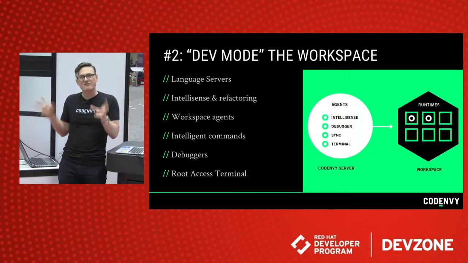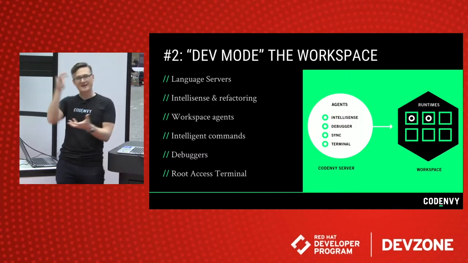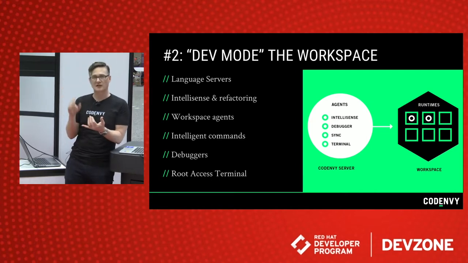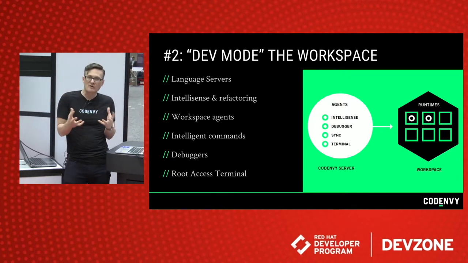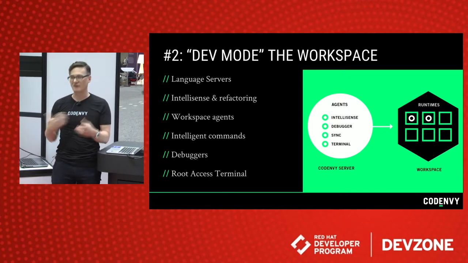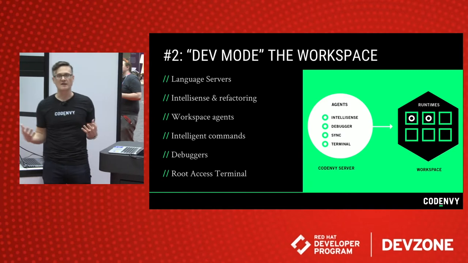Then we dev mode the workspace. That means that we go and insert the code. We inject agents that allow SSH, terminal, Git, whatever the developer needs in order to now develop and interact with that runtime, like EAP7.